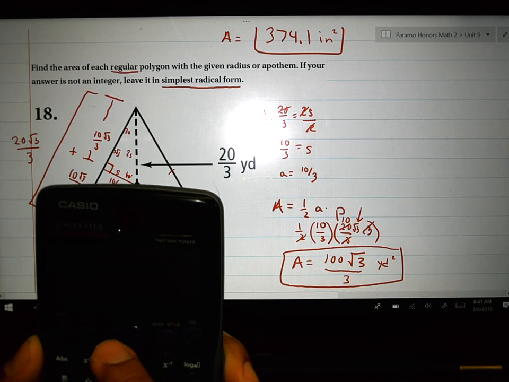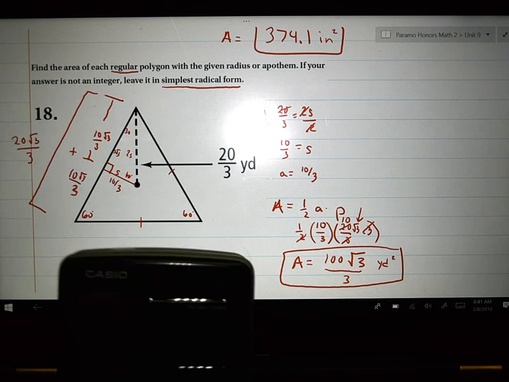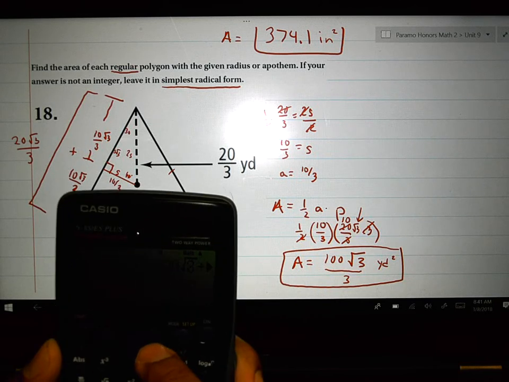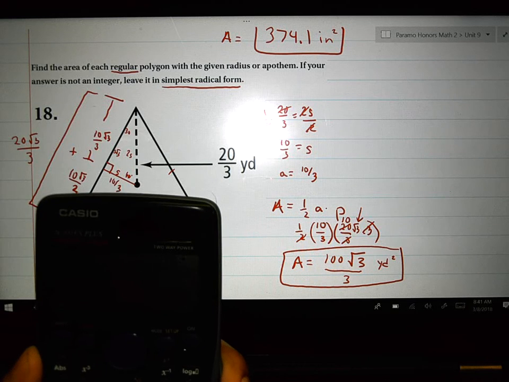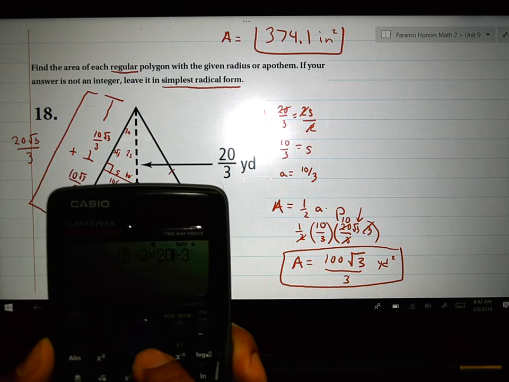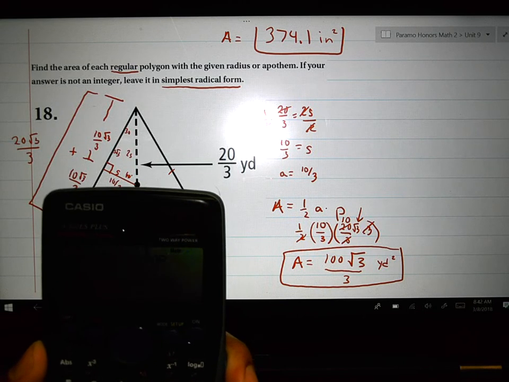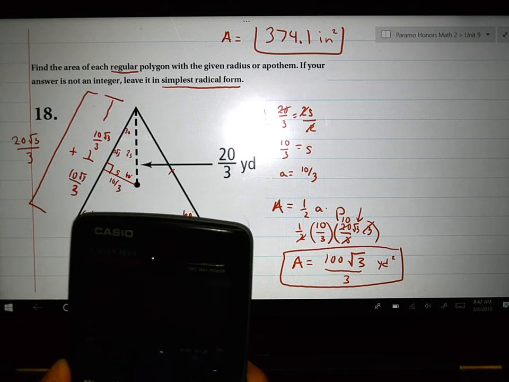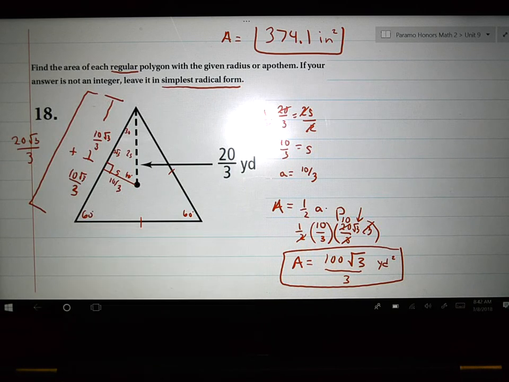Oh, maybe it's too long. Well, let's delete that. Maybe I've reached the threshold. 20 divided by 3 times 3. No, it's still giving me an error. Interesting. Good thing I did it by hand. I don't know why that happened, but I'm not going to spend time right now figuring it out.